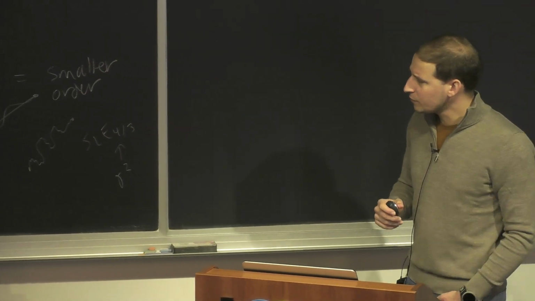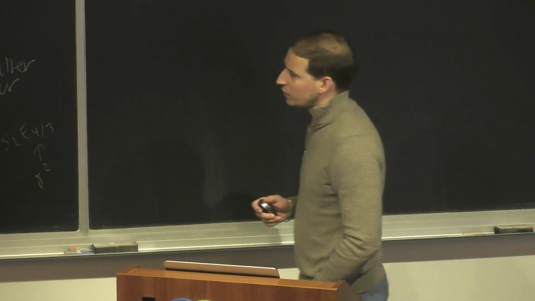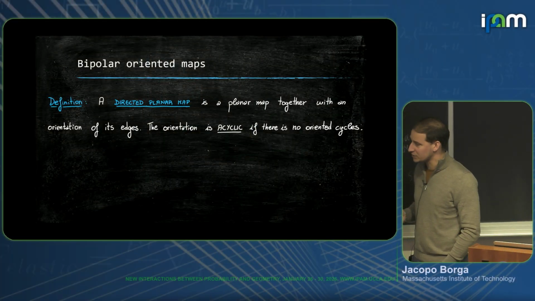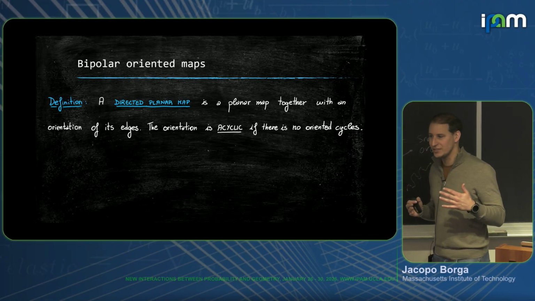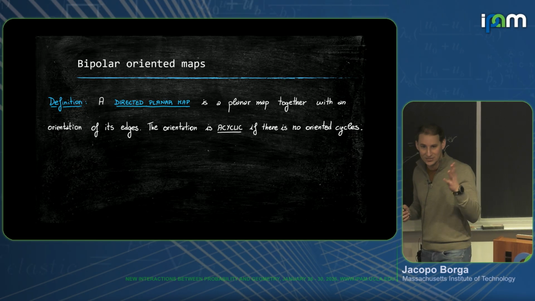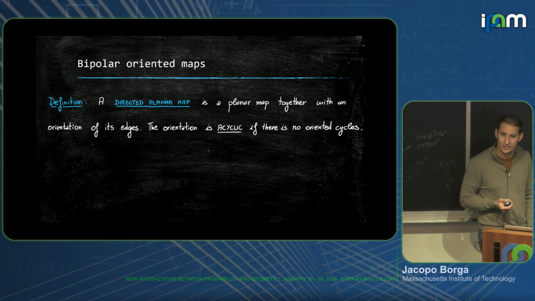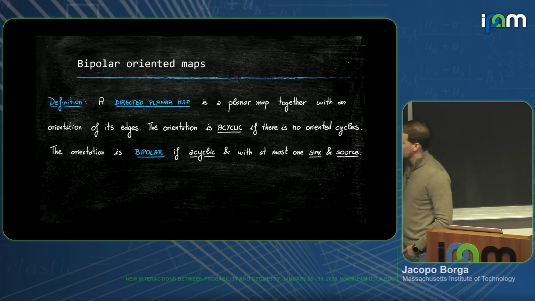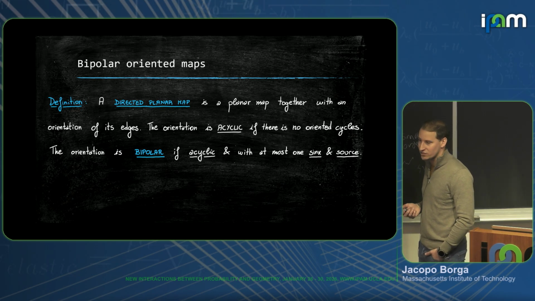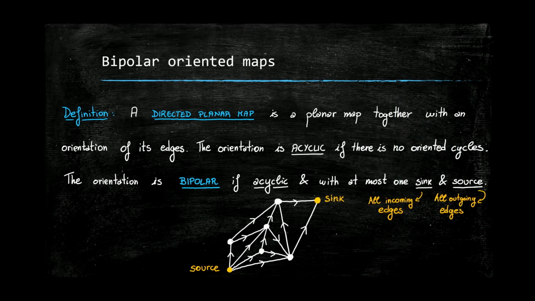OK, so what's the model that I'm going to analyze in this talk? I'm going to look again at directed planar maps. I will try to repeat most of the definitions, but I will speed up, in the sense that you already saw them. It's a planar map with an orientation of the edges, and these are acyclic in the sense that it has no directed cycles. And it's bipolar if it is acyclic and there is only one sink and one source. So the planar map should look something like that again. And for the moment, we restrict to triangulations, as in the previous talk, so all the faces are triangles. But later on, we will consider more general structures.